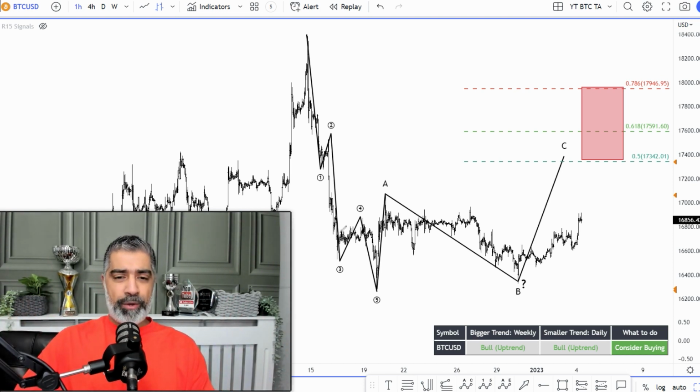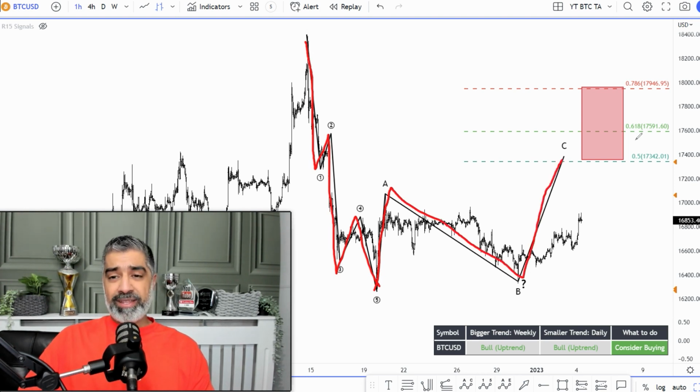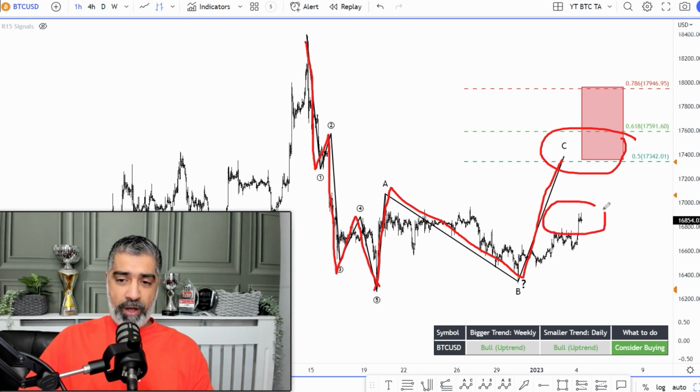So what we've had with Bitcoin, it seems to be a nice movement to the downside, some type of 1, 2, 3, 4, 5, and we're anticipating an A, B, C correction. Now this was the anticipation, but this is what's occurred so far.